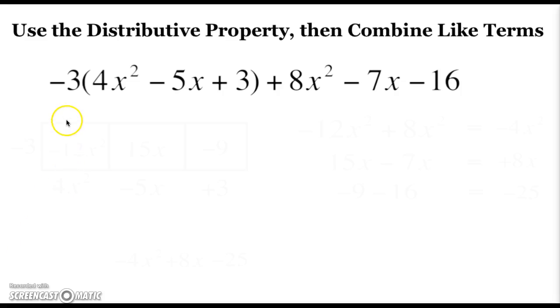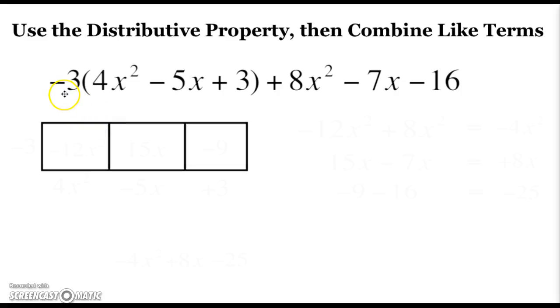The expression reads -3 times the quantity of 4x squared minus 5x plus 3, and then after I do that, I have to add 8x squared minus 7x minus 16. Now to do this problem, the first thing I have to do is distribute the -3 through the parentheses. And just like before, I'm going to use the area model to do that.